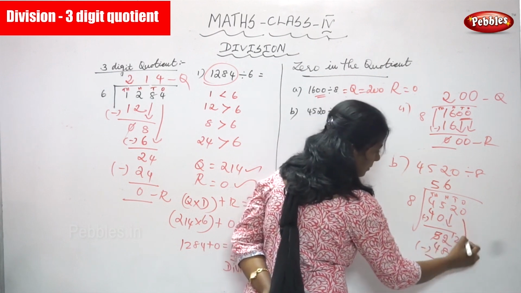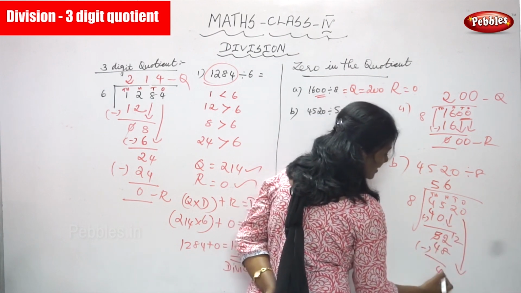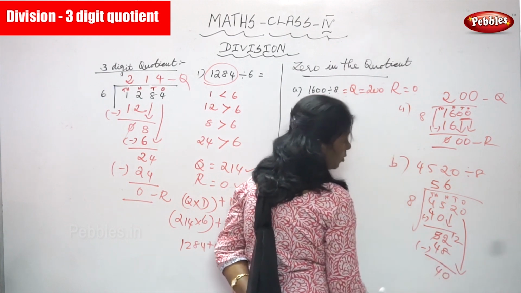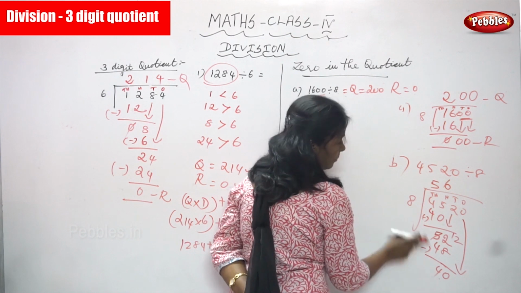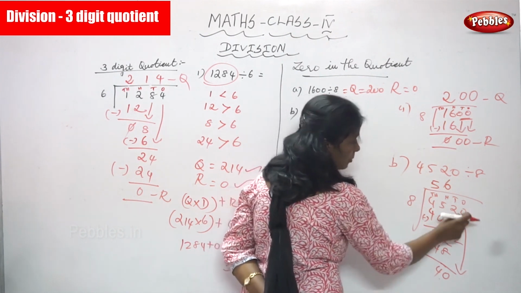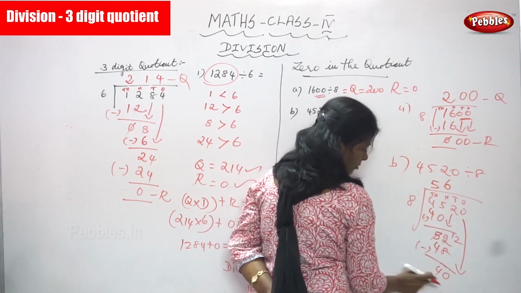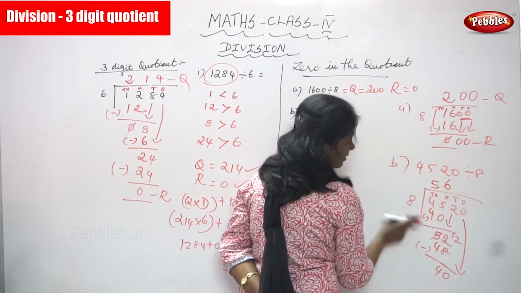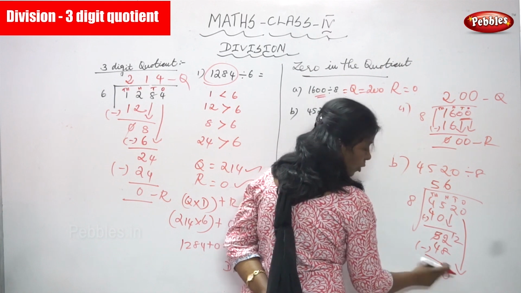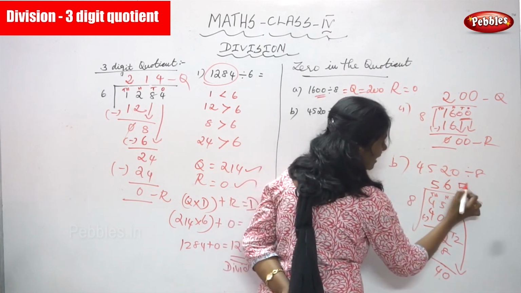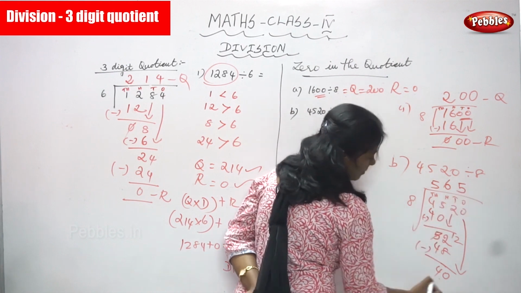Last but not least, the last number is what? 0. You have to write it here. Bring down the 0, the ones place value. So 4 and 8 you compare, but 4 is less than 8. So you bring down the ones place value. What is the number in the ones place? 0. So now it is 40. In 40, how many times does 8 go? 5 times. 8 5s are 40. 5 you must write in the quotient place.